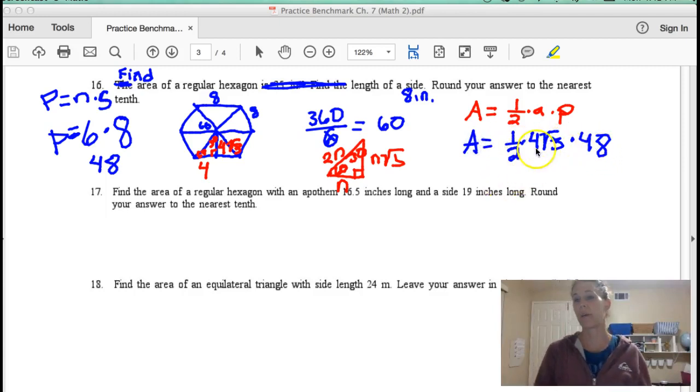And the area, I'm going to do 1/2 times 4 root 3, which will give me 2 root 3, multiply that times 48. And my area is going to be approximately, rounded to the nearest tenth, 166.3 inches squared.